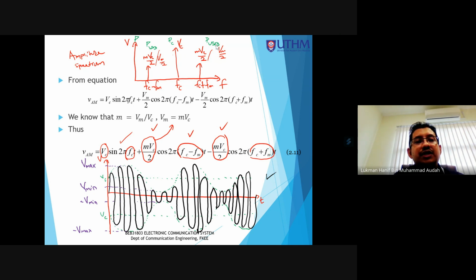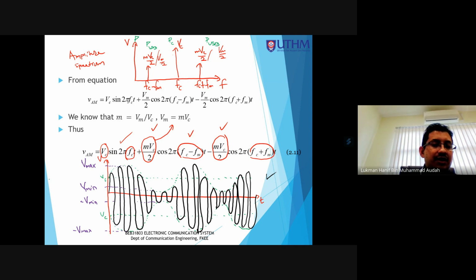Now this is the amplitude spectrum. The graph below here is what we call the waveform. Whenever you hear the name waveform, it is actually a graph in the time domain, V versus time. Whenever you hear about a spectrum, a frequency spectrum, that means it is a graph in the frequency domain.